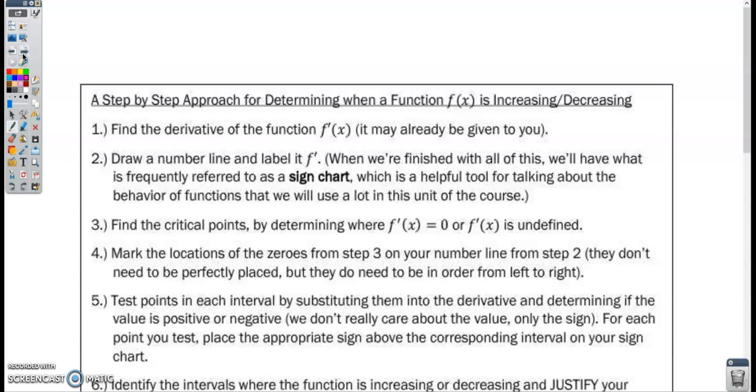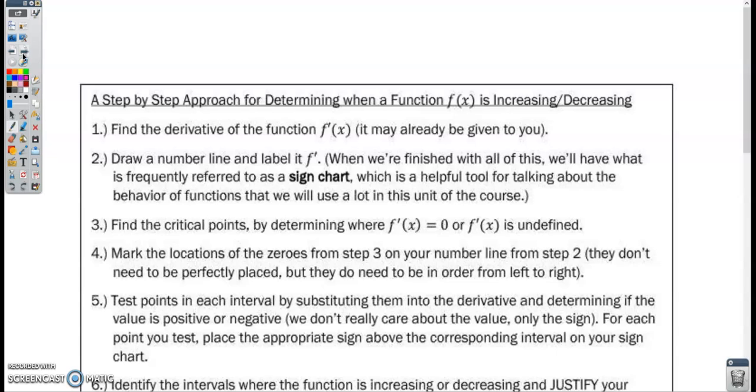We're going to draw a number line, and we're going to label it f prime. When we're done doing that, we're going to have what we refer to frequently as a sign chart. Sign charts are a very helpful tool that we can use on our AP exam, although they are not standalone justification for your statement. Basically, you'll use a sign chart to gather information, and then you'll have to collate that information and express it in order to get credit for your understanding of the concept. We'll talk about that a whole lot more as we work through examples throughout this unit.